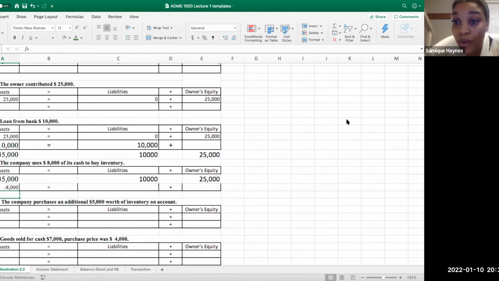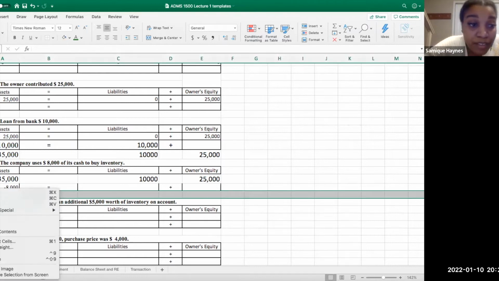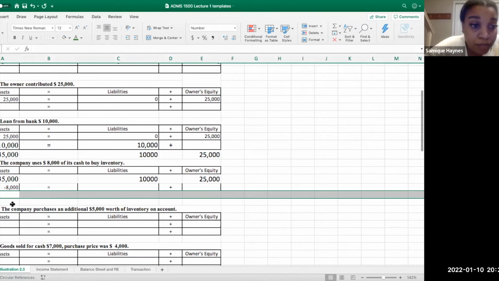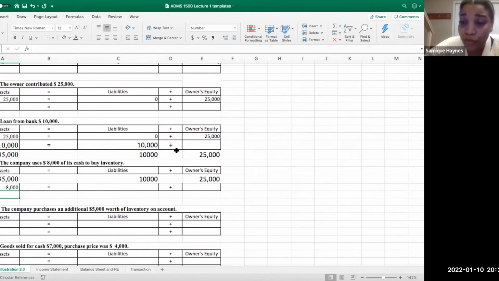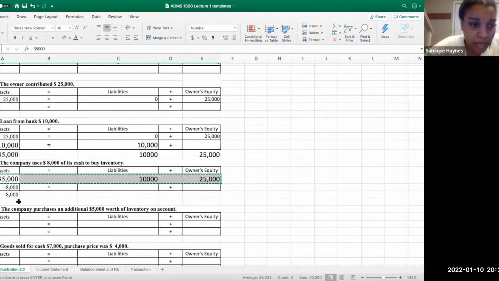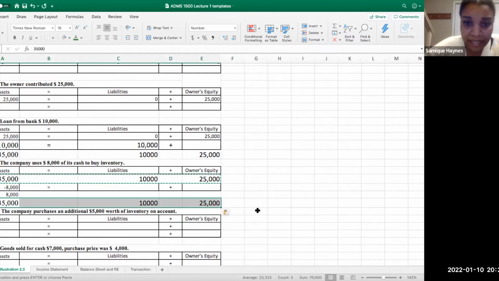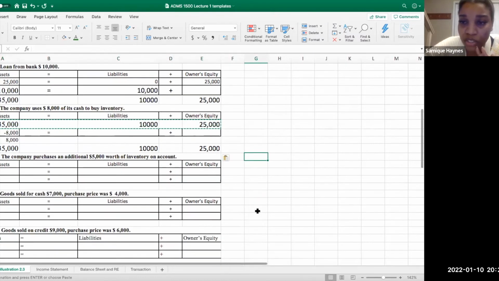Okay, so what we just saw there is a transfer of assets, right? So everything happened on the asset side. Nothing happened over here. We reduced our cash by $8,000, and then we increased our inventory by $8,000. So does anything change on the asset side? No, assets remain the same. So it's safe for me just to copy and paste this again, right? So nothing has changed. It's exactly the same.